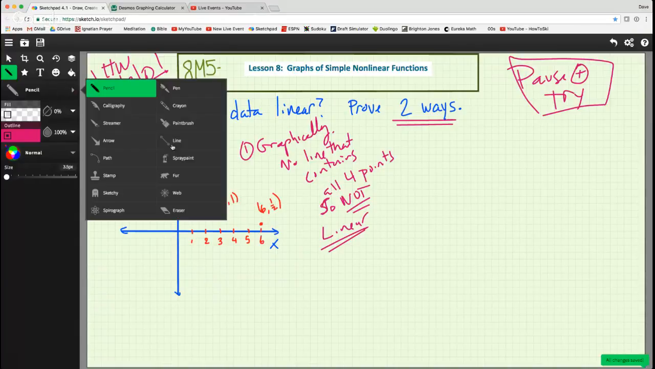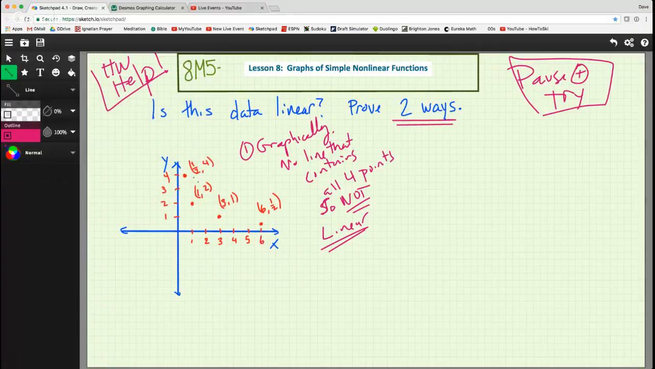Okay, right? Let's just see that. This line doesn't contain all 4 points. This line doesn't contain all 4. In fact, I don't think you can put 3 points on any given line. So graphically, it's not linear.